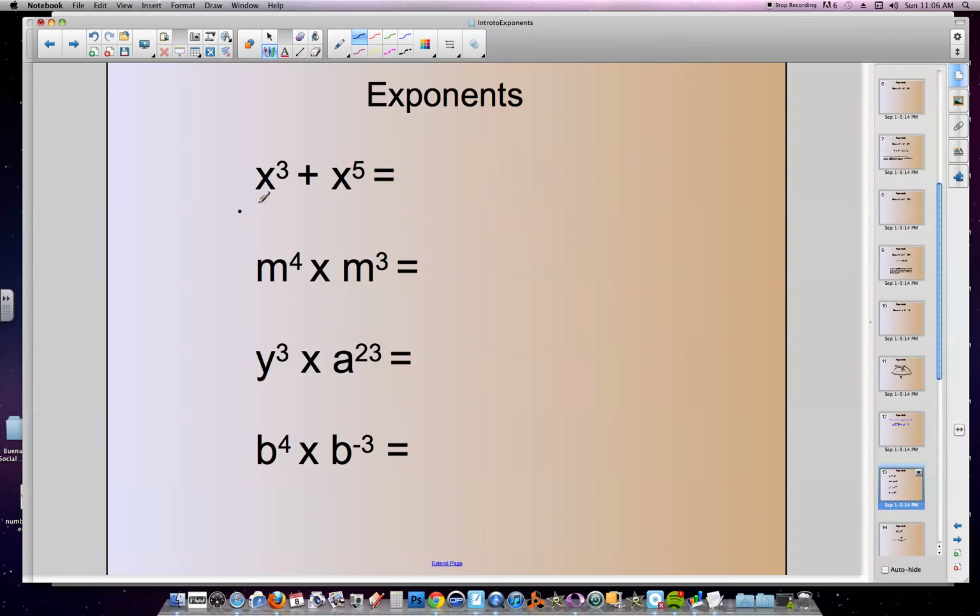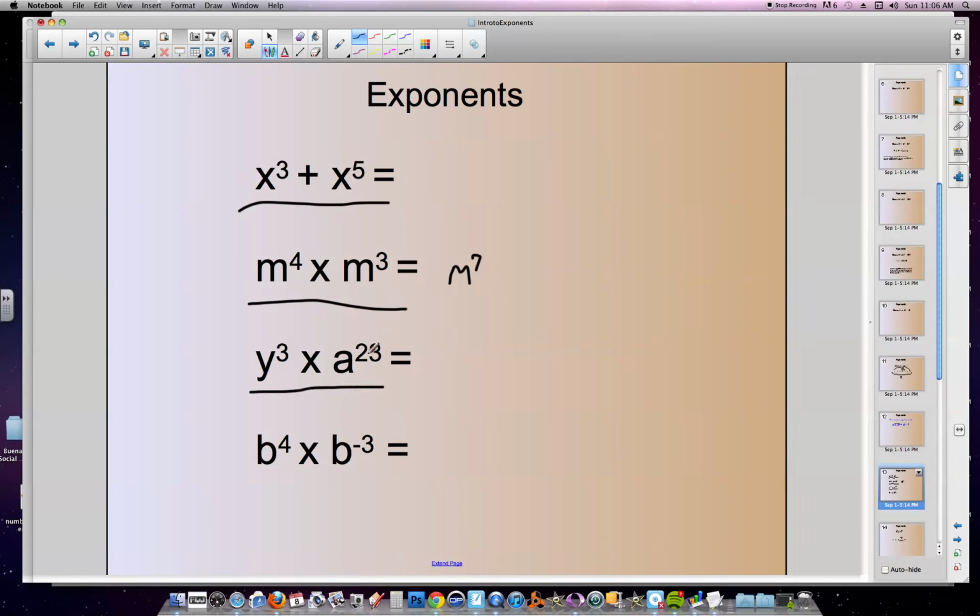This first example I put here to illustrate, this doesn't work, right? We're adding, so we can't simplify this. That's in simplest form. However, here we're multiplying. We have m to the 4th times m to the 3rd, so ultimately m is being multiplied by itself 4, 5, 6, 7 times. So that would be m to the 7th.